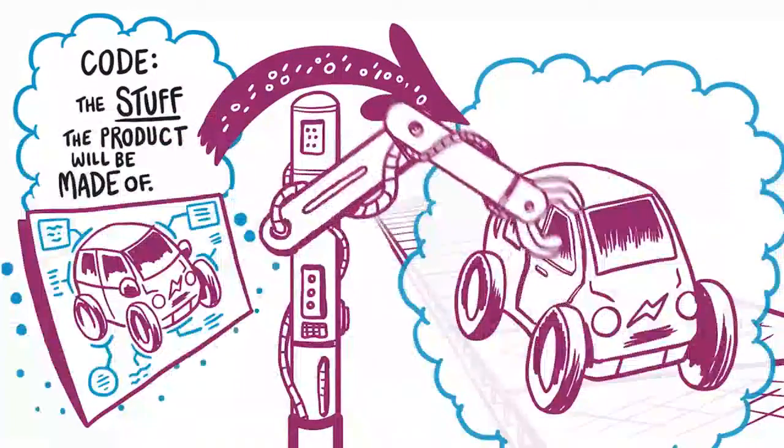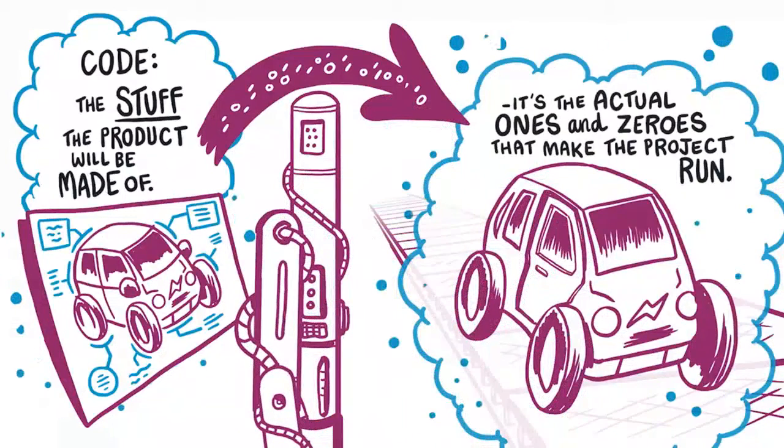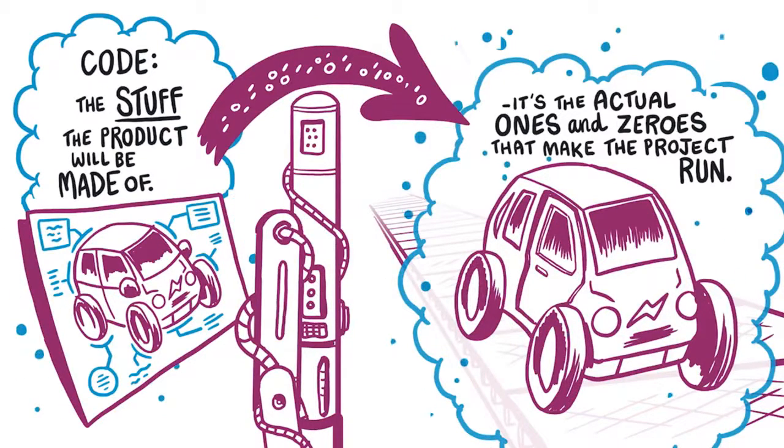Well, code is really the actual stuff that the product will be made of, right? So in the electric car example, this is like the actual instructions for the robots in the factory to start building the car. That's right. It's the actual zeros and ones, or in the case of the car, the nuts and the bolts that will make the product or service run.